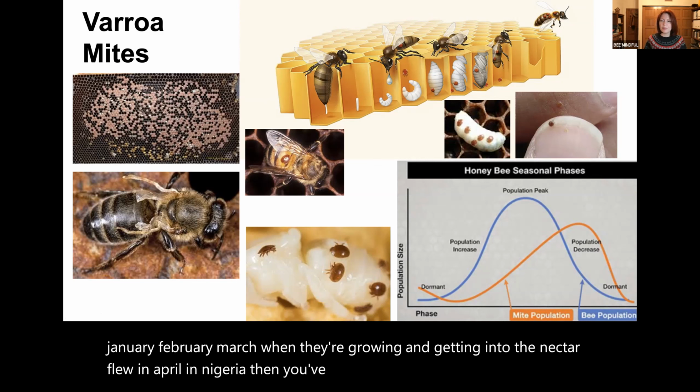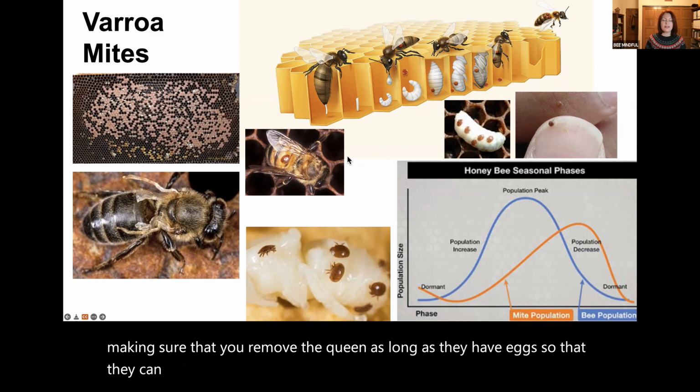If you do see problems with this, I would recommend making sure that you remove the queen as long as they have eggs, so that they can create another queen. Creating another queen is going to be an emergency, but it's going to take them close to a month to grow another queen and for her to start laying eggs again.